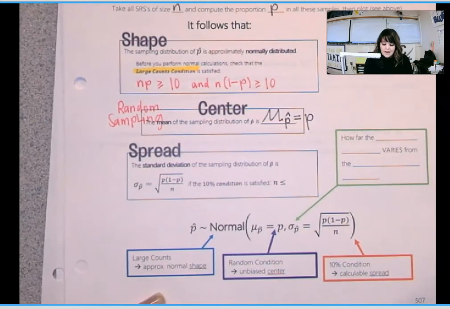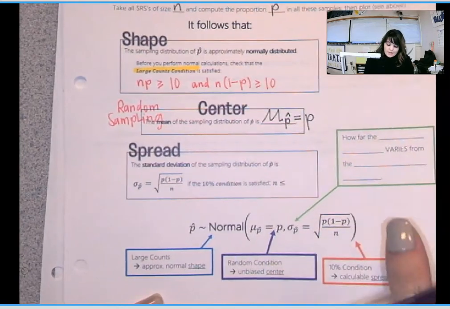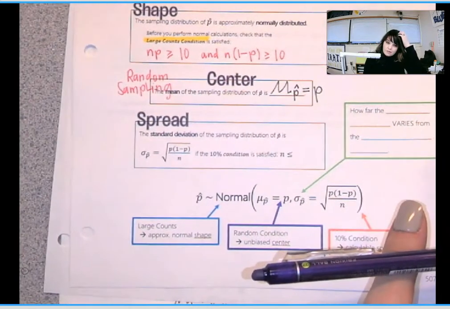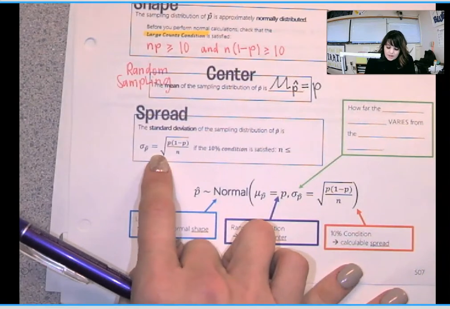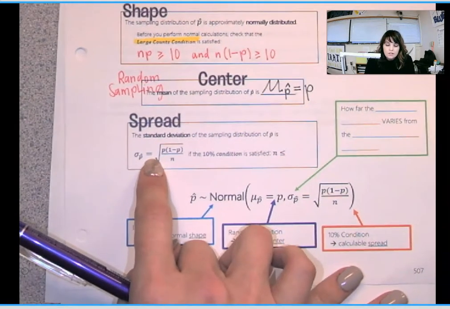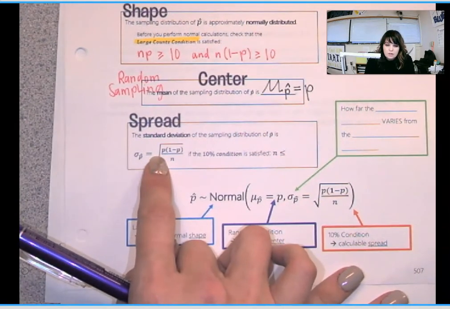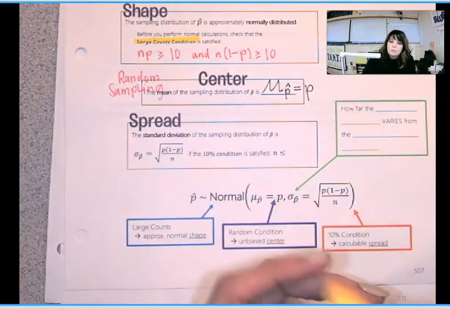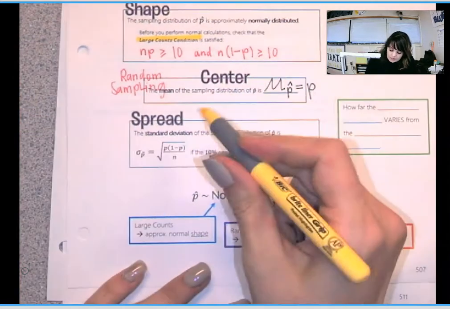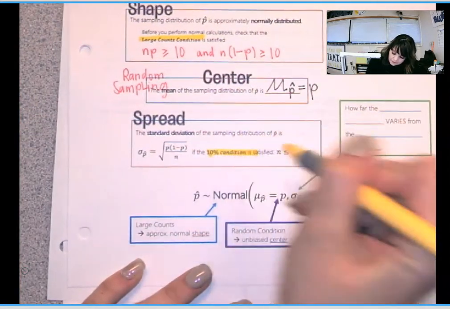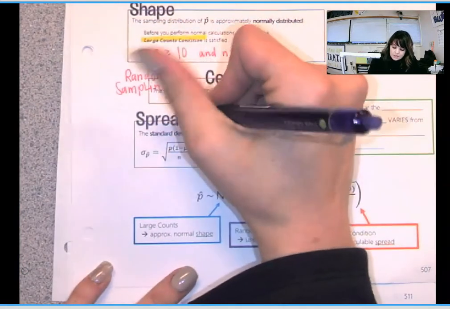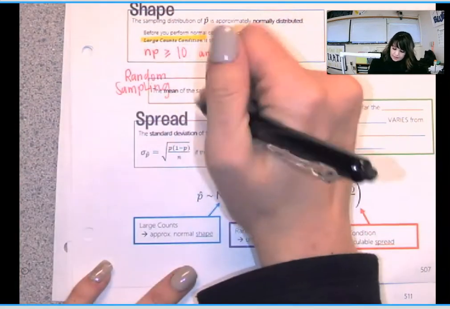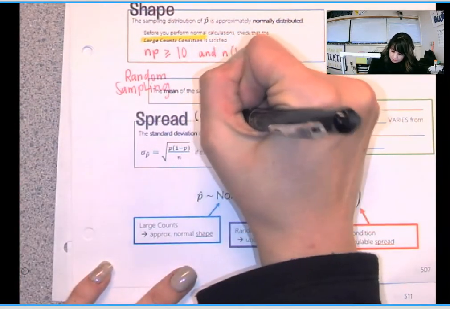And then lastly, we can calculate the spread of our distribution, and that's right here. We can calculate the spread of our distribution with this formula if the 10% condition is met. So the 10% condition has to do with sample size. Remember, your spread has to do with sample size.